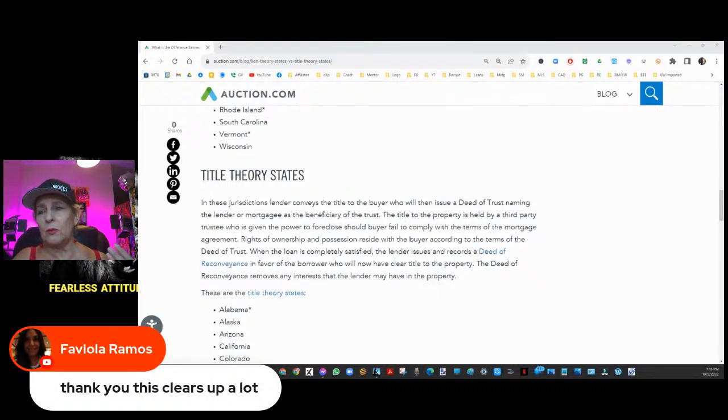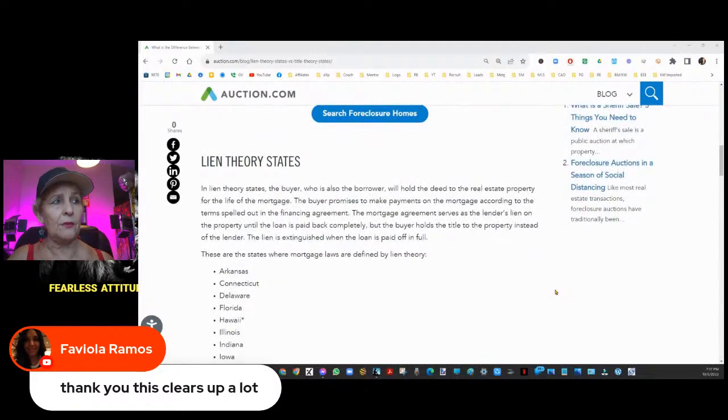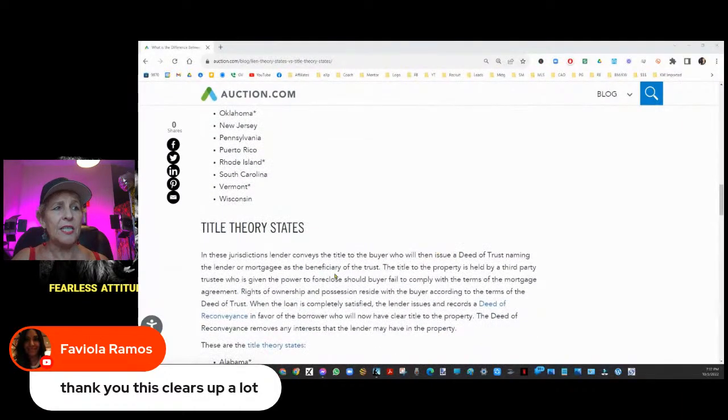Yes. So the trustee keeps the title in a deed of trust state, which Texas is. And in a lien theory state, the buyer keeps the title, but they still have to pay the mortgage. And that is called a mortgage, right? A real estate property for the life of the mortgage versus a deed of trust. Okay. And a deed of trust, it's a non-judicial foreclosure, meaning the trustee will just follow the instructions in the deed of trust to start the foreclosure process and send out notices, right, of a foreclosure starting.